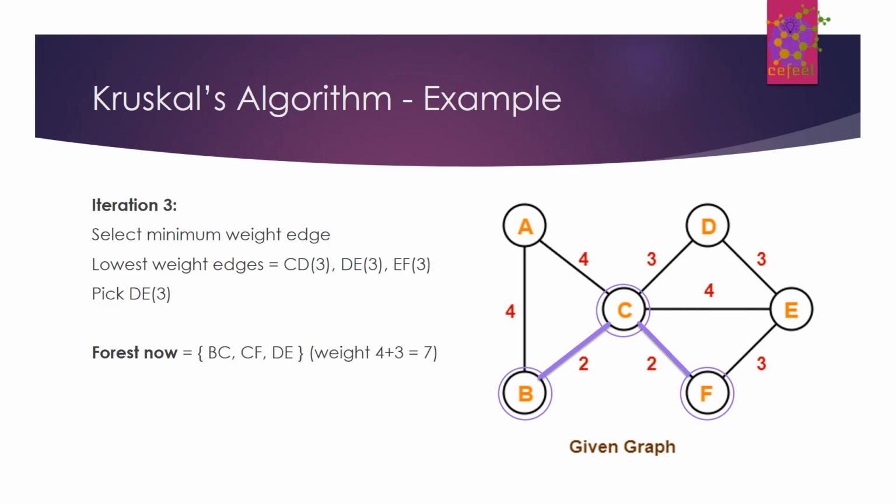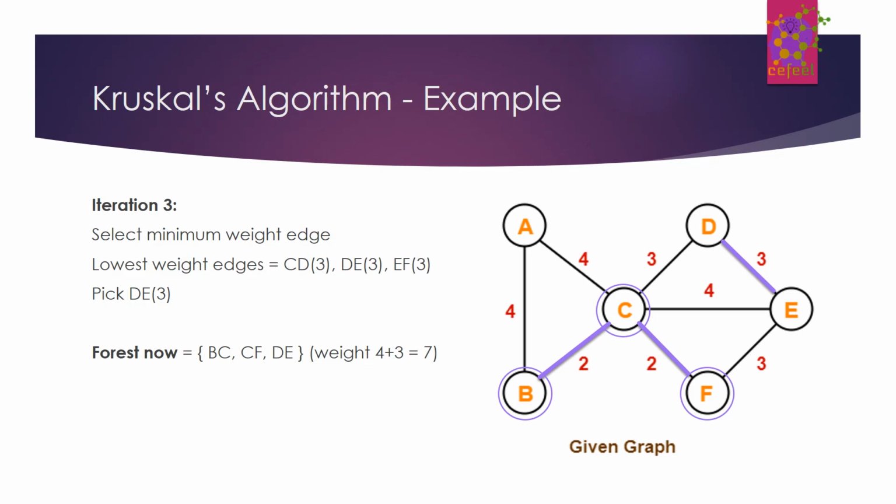Moving on now in the next iteration, iteration 3, now we are done with edges of weight 2. So we now have the next minimum weight edges are CD 3, DE 3 and EF 3. Again there is a tie, and we just arbitrarily will choose DE this time of weight 3. We can choose anything, it doesn't matter at this stage. So we choose DE this time and we include it in our spanning forest.